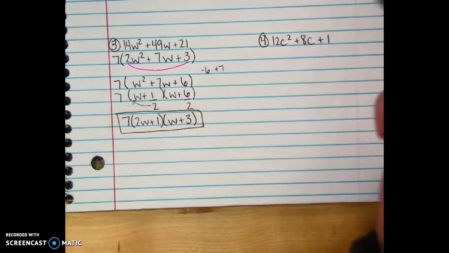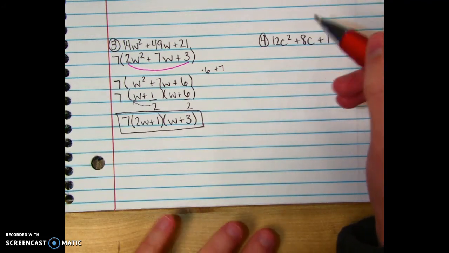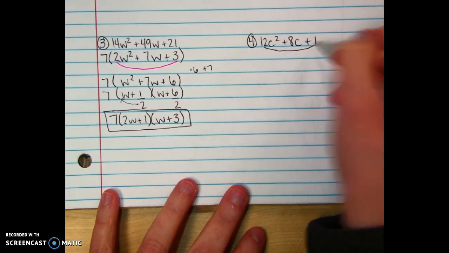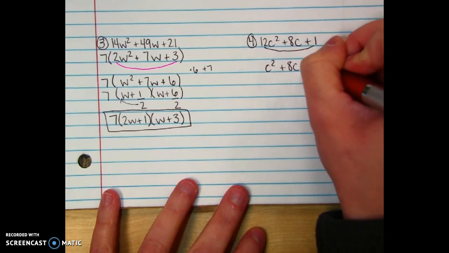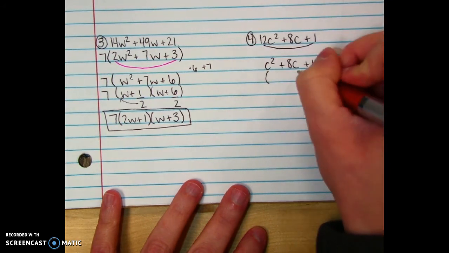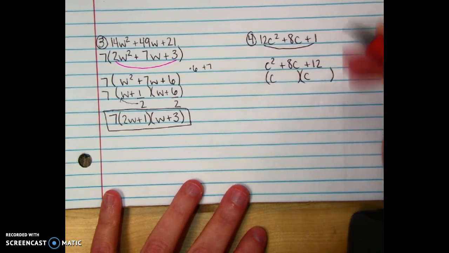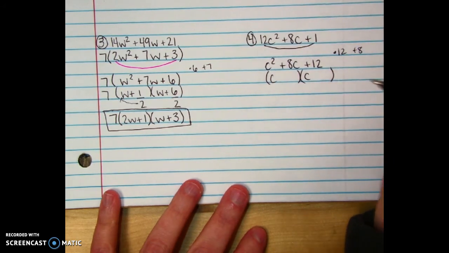And then the last one, 12c squared plus 8c plus 1. No GCF on this one, so I'm going to slide the 12 over and multiply it. So c squared plus 8c plus 12. And then I factor it. Multiply to get me 12 and add to get 8. That's going to be 6 and 2.